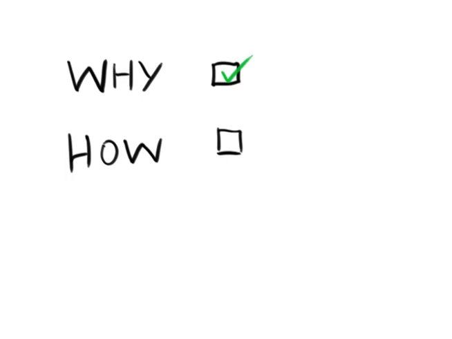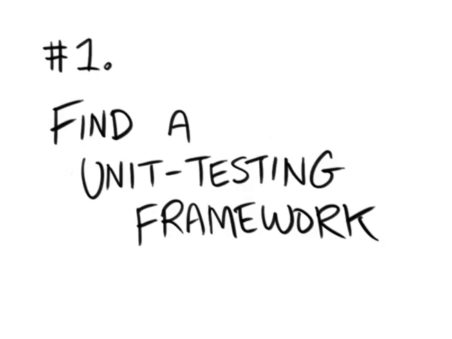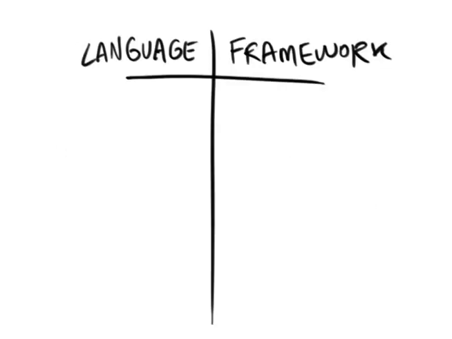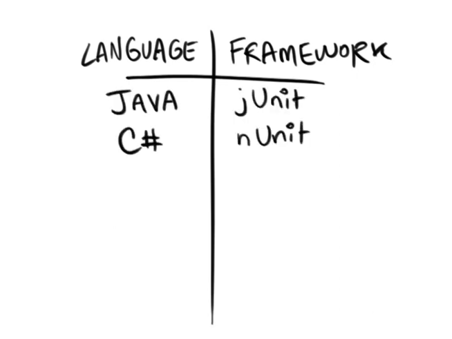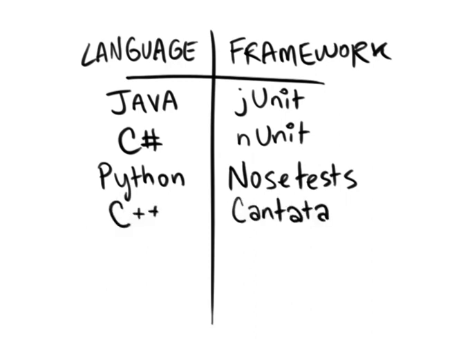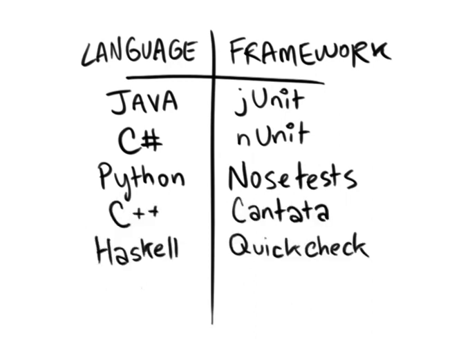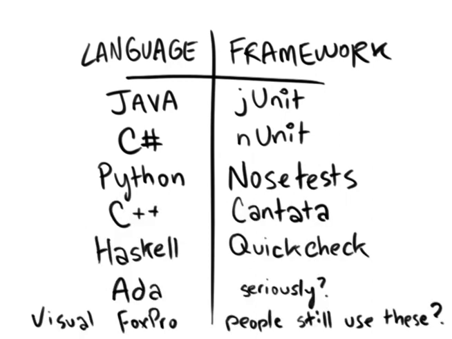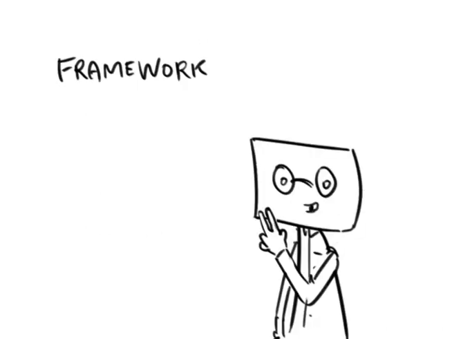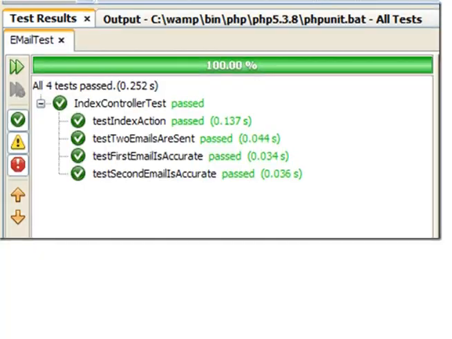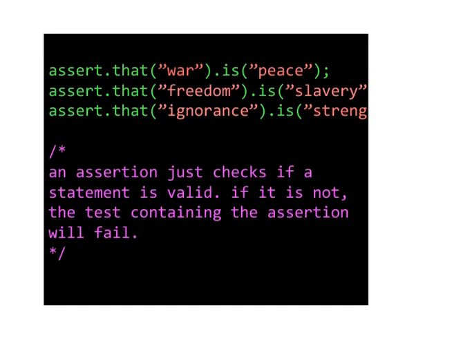Now let's talk about how to do it. 1. Find a unit testing framework. A unit test framework exists for developers of every stripe. Java, C#, Python, C++, the one guy who programs in Haskell, Ada, Visual Fox Pro. The 2 features that characterize unit testing frameworks are the ability to run every unit test in your solution and see the results, and helper functions providing assertion logic.